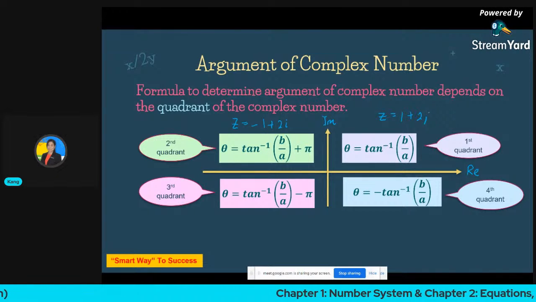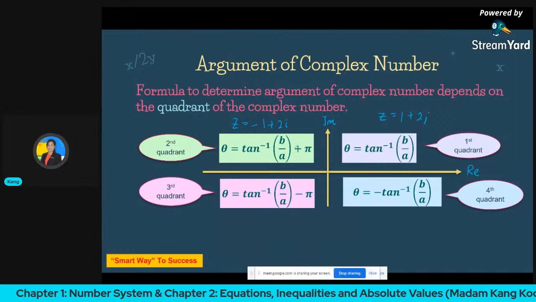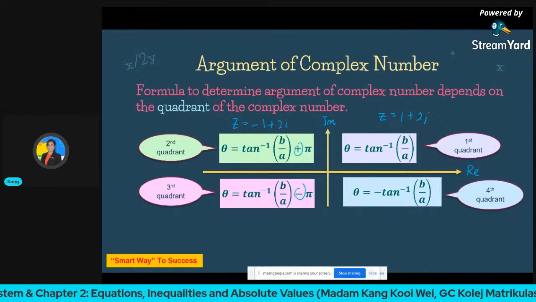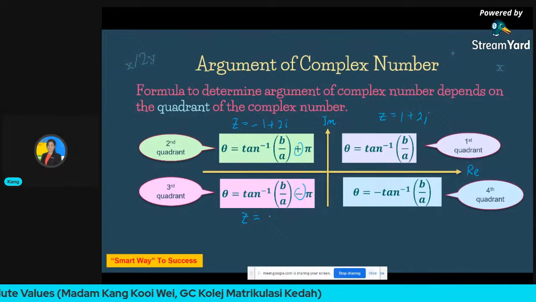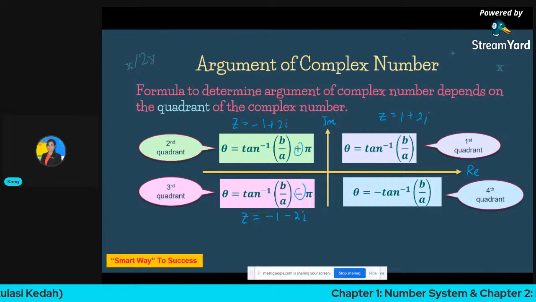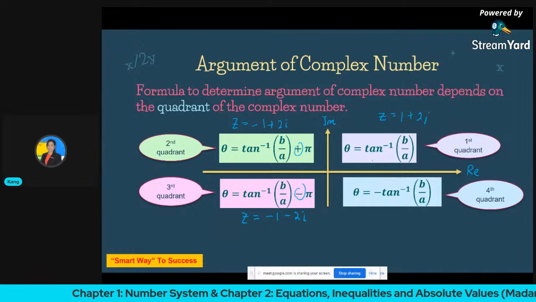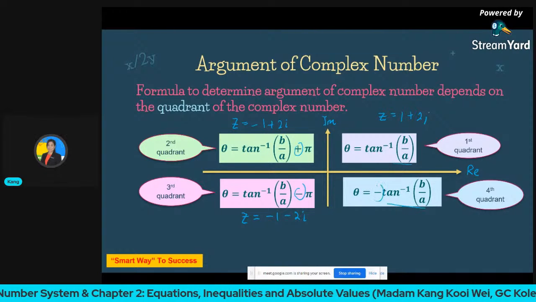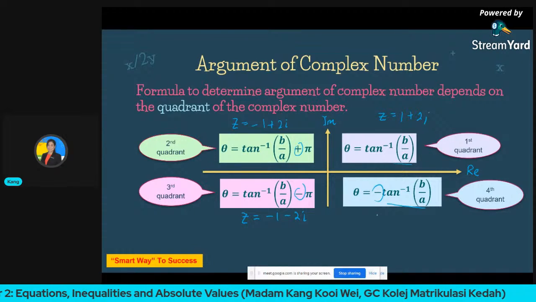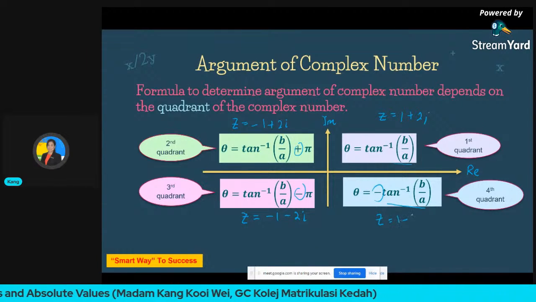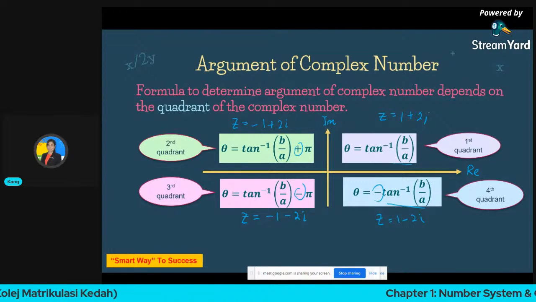Then for the third quadrant, the formula to determine the argument is arctangent b over a minus pi. So the formula only changes the sign, plus or minus, in front of the pi. The example is z equals negative 1 minus 2i. Then for the fourth quadrant, the formula is negative arctangent b over a. It is like the first quadrant, only adding the negative sign in front of the arctangent. The example is z equals 1 minus 2i, where our a is positive 1, b is negative 2.